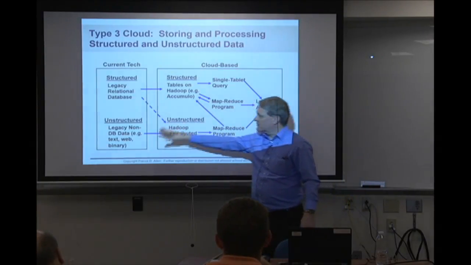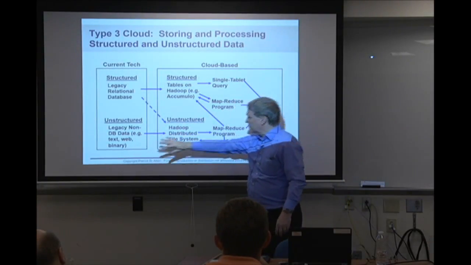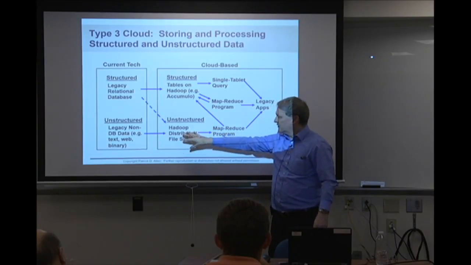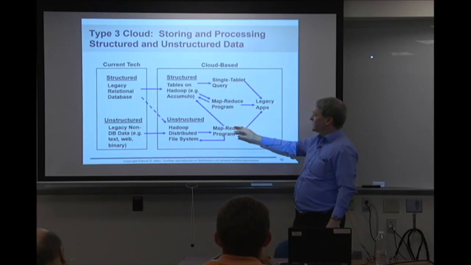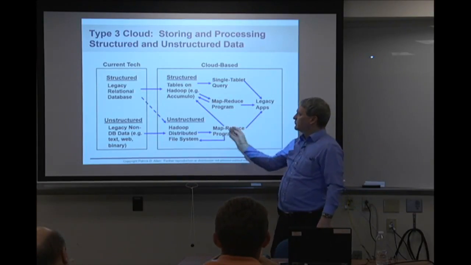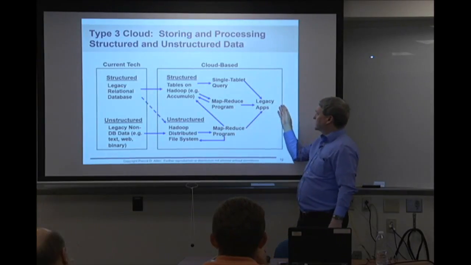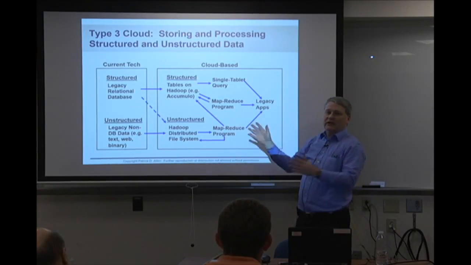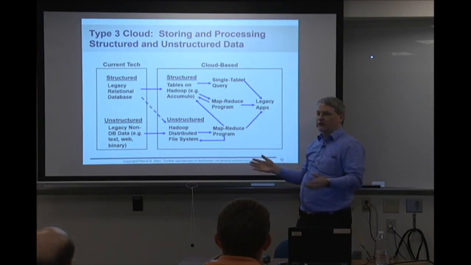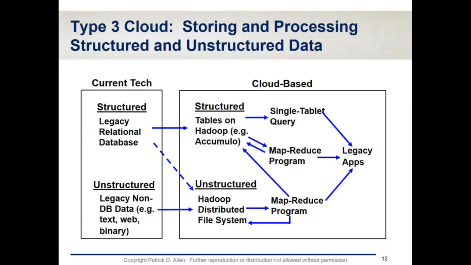And then if you have your unstructured data, you can put it in the Hadoop distributed file system, run a MapReduce program, put it back in there, put it into structured with Accumulo, or put out to legacy applications. Gives you a lot of flexibility. Okay? So you can go from structured to unstructured if you want, but more usually you go from unstructured to structured, and you do these processes. Okay?